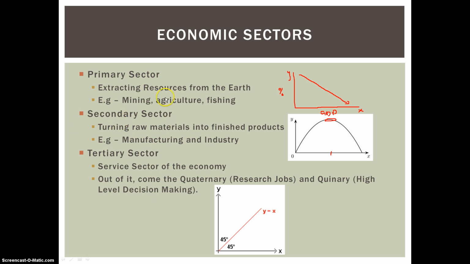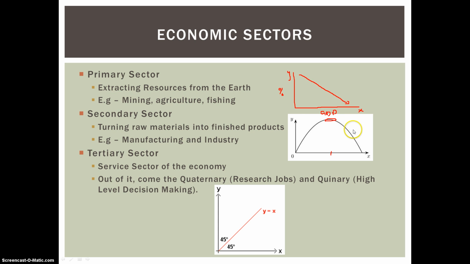Our next sector is the secondary sector, and this is primarily turning raw materials into finished products. Examples of this would be manufacturing and industry. And if we look over here, I was actually able to find a pre-made picture for this one. We see that at the lower end of development, there's not going to be many people in the workforce engaged in secondary. But as we go on near this middle point, we see the peak of the secondary sector.